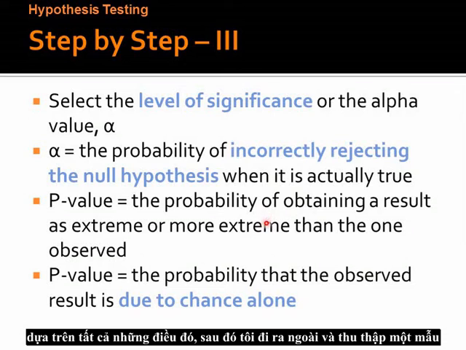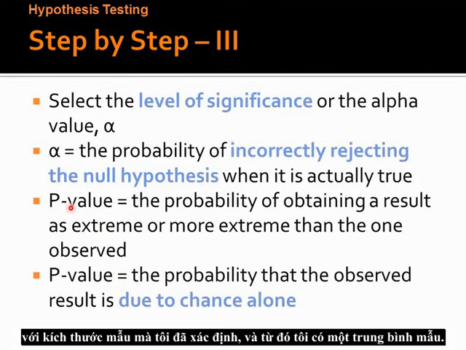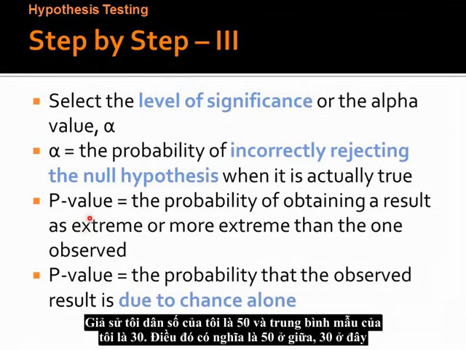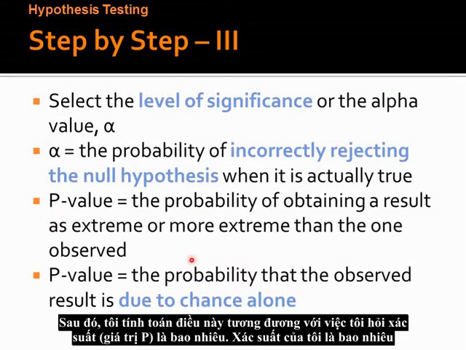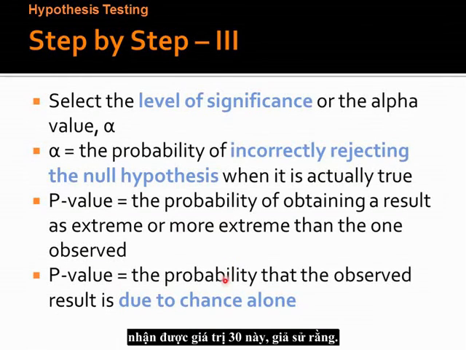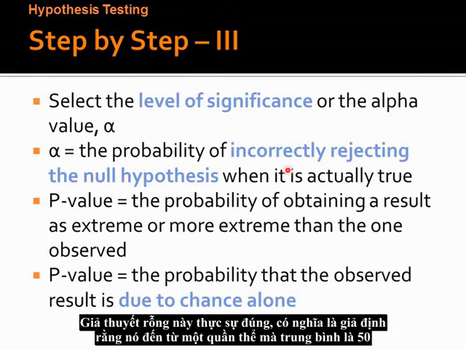Now based on all that, I then go out and collect a sample using the sample size which I've defined. And from there I have a sample mean. Let's say I get a sample mean, let's say my population mean is 50 and my sample mean then is 30. Okay, that means that 50 in the middle, 30 over here. Then I calculate, then this is equivalent to me asking what is the probability for the p-value, what's the probability of me obtaining this 30, this value of 30, assuming that the null hypothesis is actually true, meaning that assuming that it comes from a population where the population mean is 50, right?